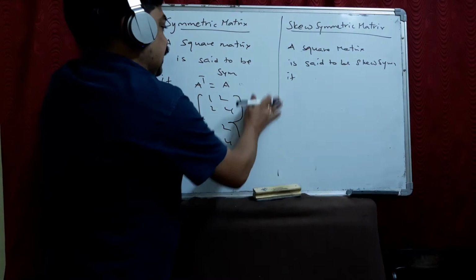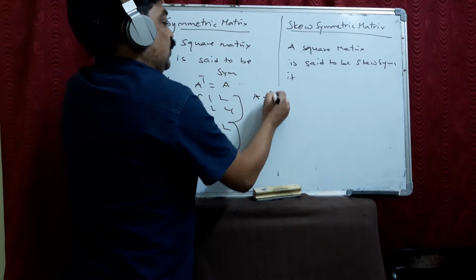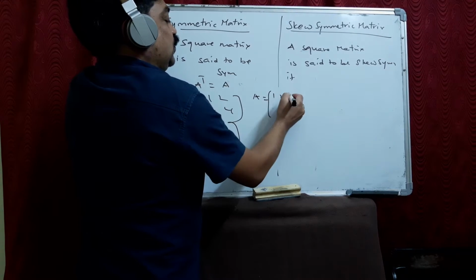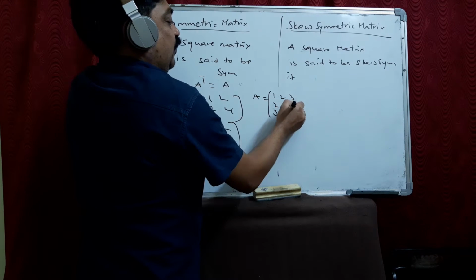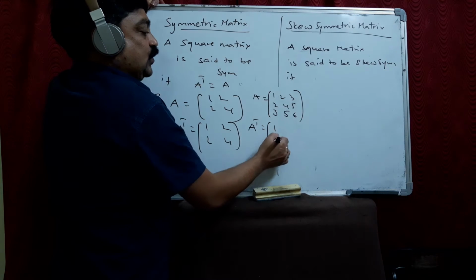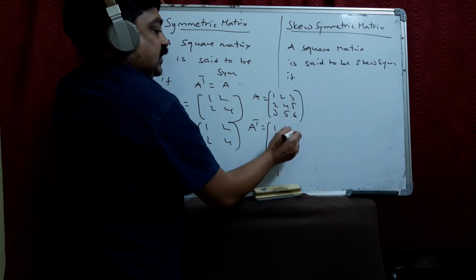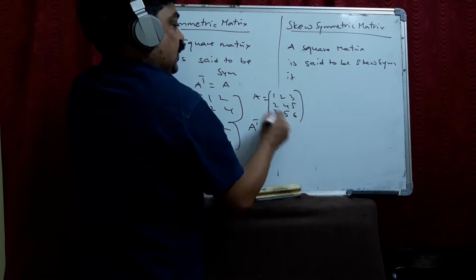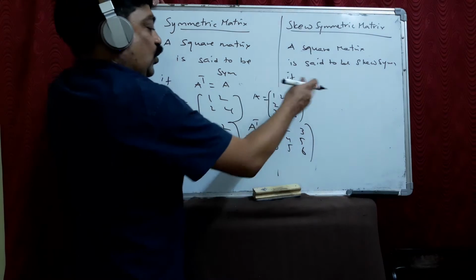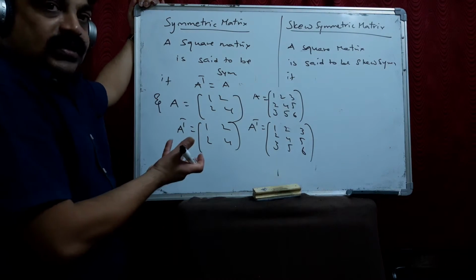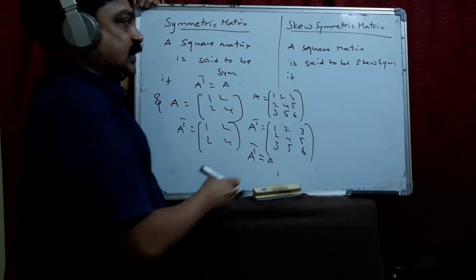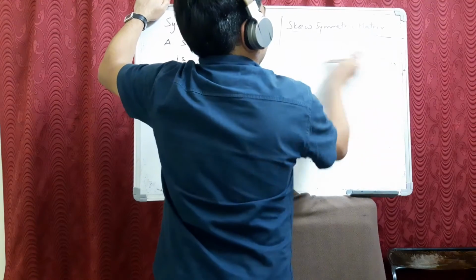I will give an example of 3 by 3 also. If A is equal to 1, 2, 3, 2, 4, 5, 3, 5, 6. Let us take A transpose: 1, 2, 3, 2, 4, 5, 3, 5, 6. See, the rows I wrote as columns and the columns I wrote as rows, but I got the same thing. So A transpose is equal to A. What is the logic in writing this? I'll tell you. We'll take this later.